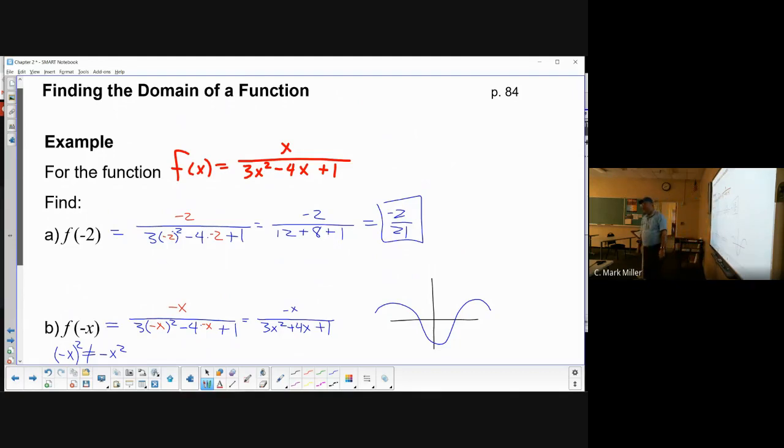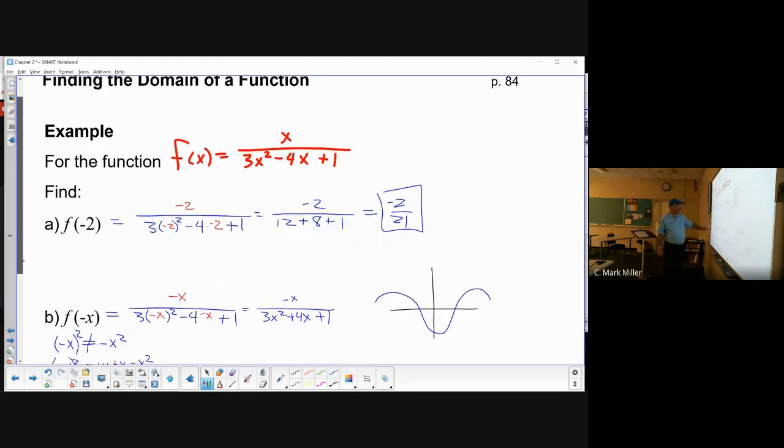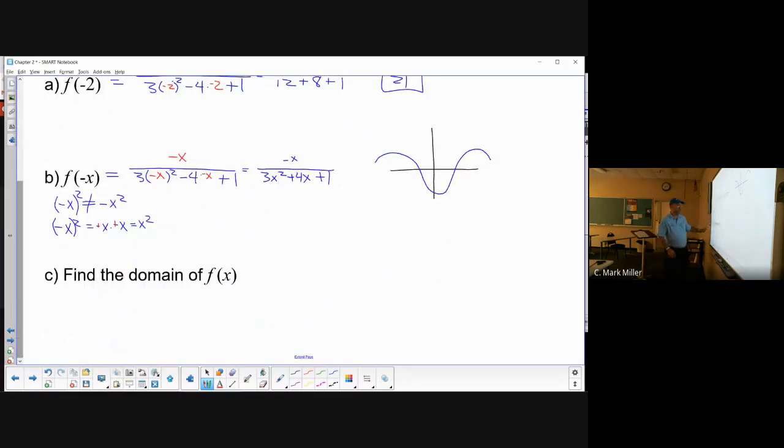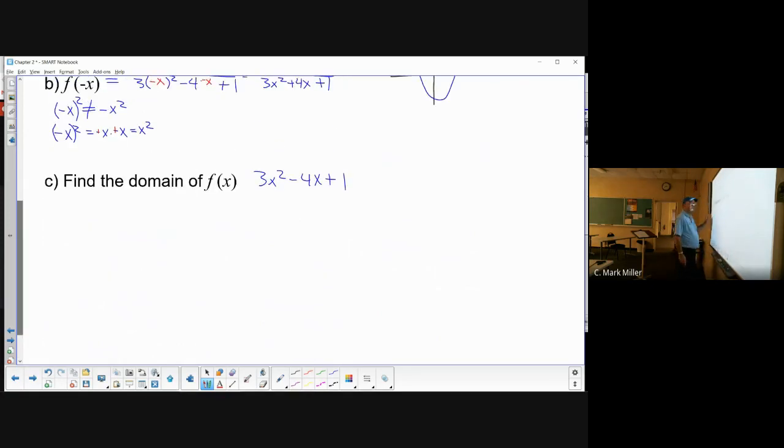All right. So I start off with all real numbers. I'm going to throw out the numbers that make the bottom 0. There may not be any numbers that make the bottom 0. But if there are, we throw them out. So 3x squared minus 4x plus 1. Does that factor? Oh dear.